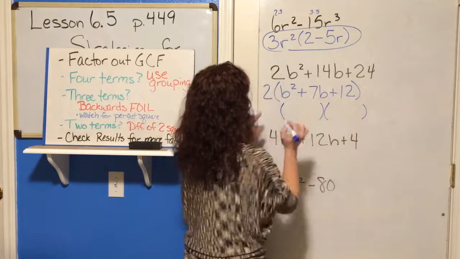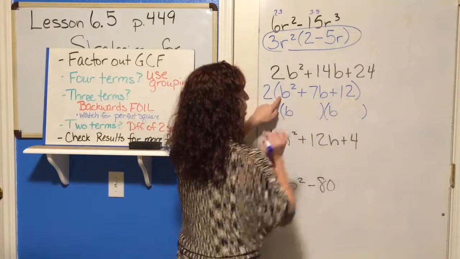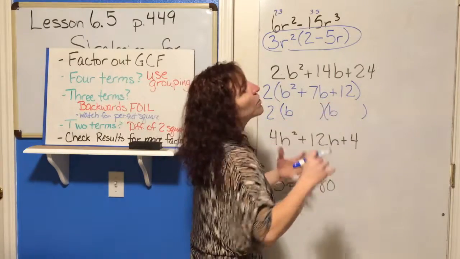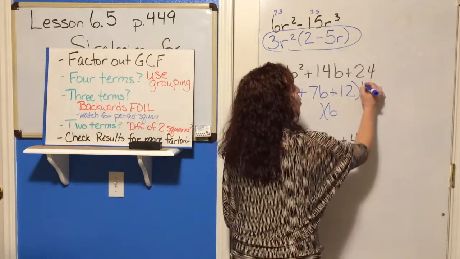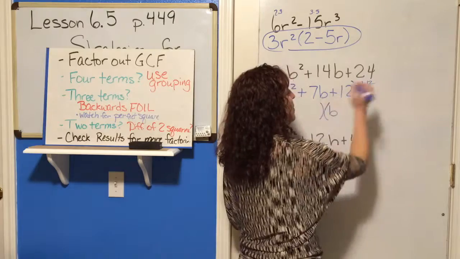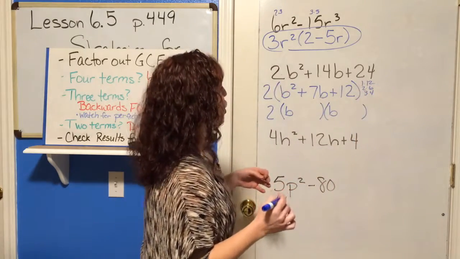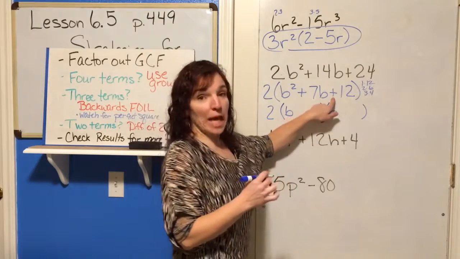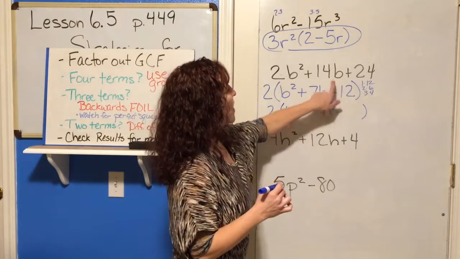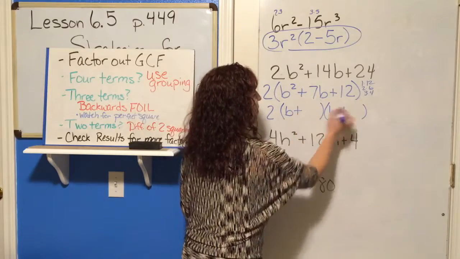So I look to see, oh, don't lose the 2. B times b is b squared, 12. Okay, so now we have to find our pieces. 1 times 12 is an option, and 2 times 6 is an option, and 3 times 4 is an option. So I know that the signs are the same, and I know that the signs have to be positive. So both signs are positive.